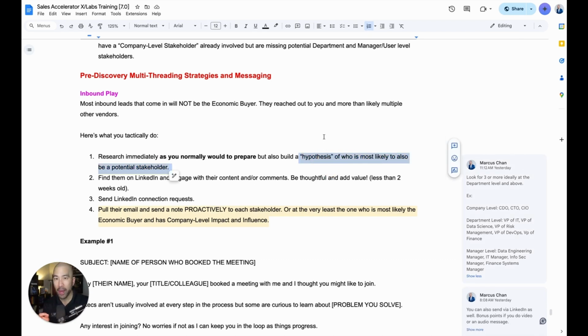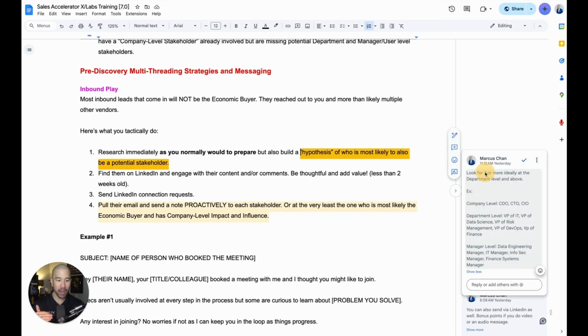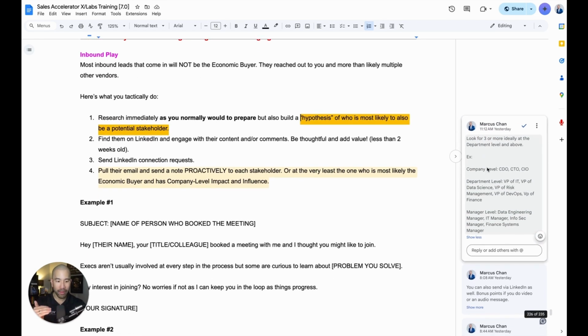All right. And we're going to go back to the same framework we discussed before, the 3 different levels, right? You're going to be looking at the company level, the department level, manager level. And ideally, you want to find at least 3 other stakeholders at the department level and above. Just to break it down as an example, let's say for a company like Cloudera, the person who reached out to you was the IT manager or the data engineering manager, all right?